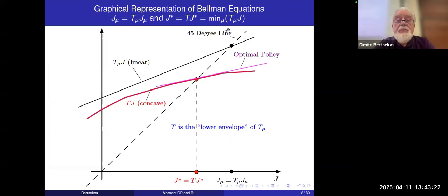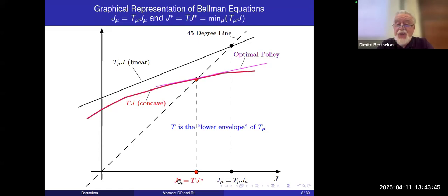So here's a figure representing graphically the Bellman equations, J mu equals T mu of J mu, and J star equals TJ star, which is the lower envelope of the T mus. So for a given mu, okay, this figure is oversimplified. On the horizontal axis, we have J, and J is a scalar function.